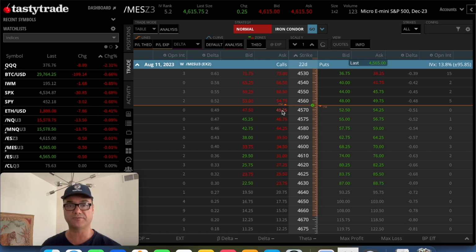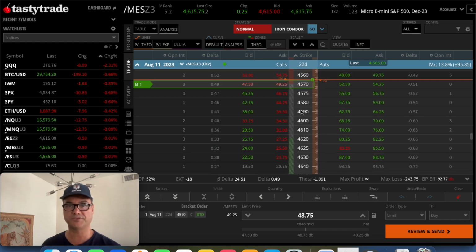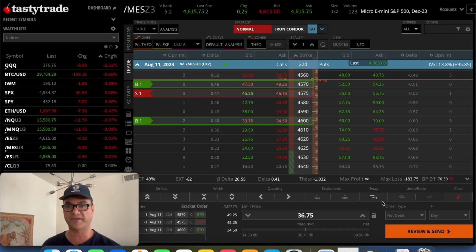I'm going to buy, and these are going to be all calls, the 4570 strike. I'm going to buy the 4600 strike, and I'm going to sell 2 of the 4575s. Let me increase the quantity there. Okay, so this is a broken wing butterfly.